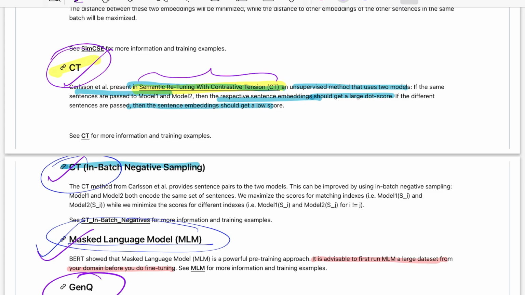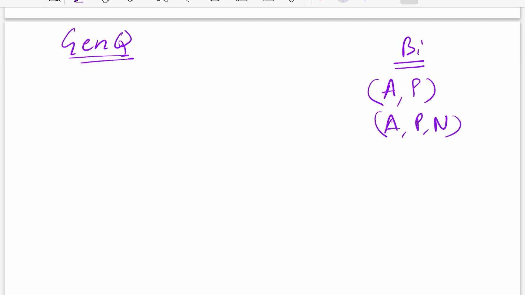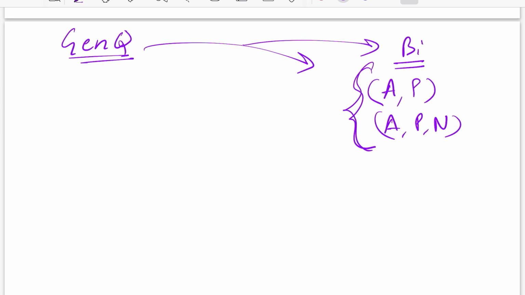Cool, so let's start off with GenQ. So this paper essentially proposes a pretty interesting way of training these models. As we all know, biencoders are pretty much the current best way of training these kinds of tasks. But the drawback is that they require supervised data. You'll need to have anchor-positive pairs or anchor-positive-negative pairs, and creating all of this for your domain is not always possible. So what GenQ does is that it trains a biencoder, but the data creation process is done synthetically.